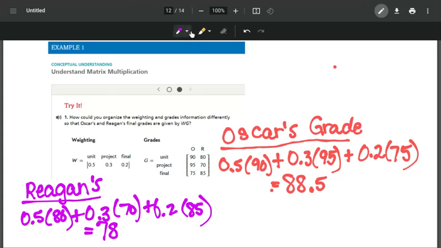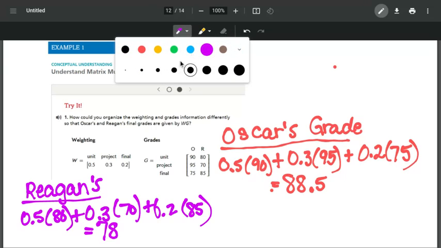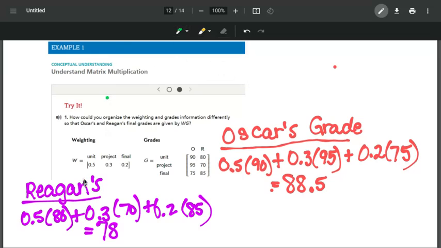So it all depends on the dimensions of the matrices that are being multiplied and then the grades that you get. So notice that the W matrix is 1 row by 3 columns. And then the grades matrix is 3 rows by 2 columns. Okay, so I'm going to multiply two matrices. A 1 by 3 times a 3 by 2.